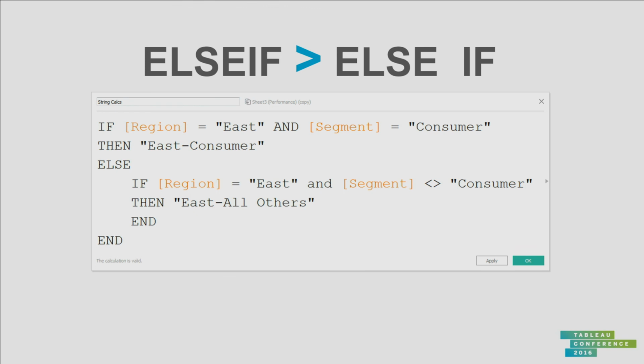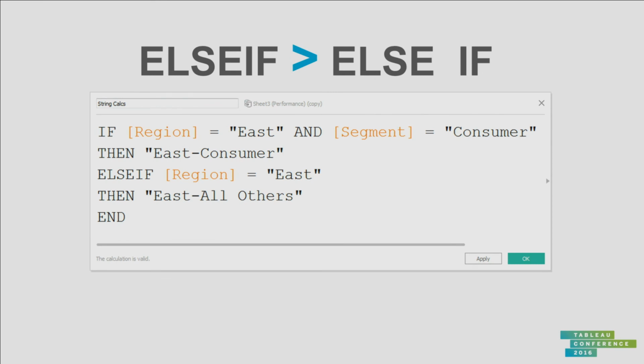Else, it's running another test to see if they're not a consumer to group them in East all others. So here we can see we're running two nested statements, which would run back as two case statements. And instead, we can simplify this to just look at if the region equals East and the segment's the consumer. So the first part hasn't changed. But rather than nesting this statement, we can just also check if the region equals East to make my other category. So in general, if you can use else if rather than nested statements, it's a good thing to keep in mind.